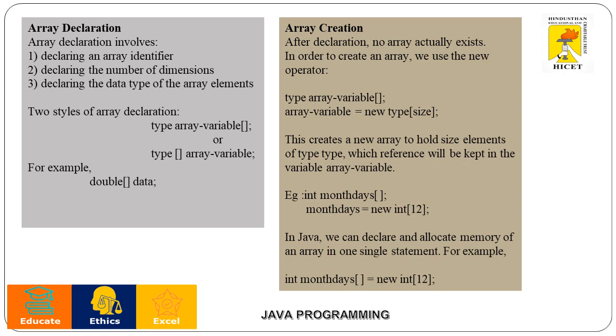In the example, the first line, int month days with a single subscript, will declare an array named month days, which is of the type integer. And in the second line, month days is the array variable name equal to new, int is the data type, and the size of the array is 12. So it can hold 12 values. After the execution of the second statement, the array will get a memory location.